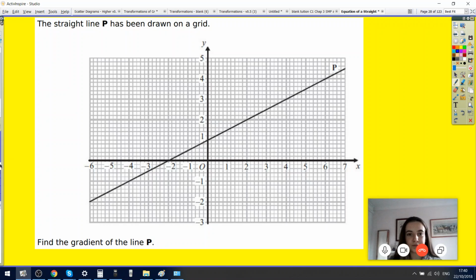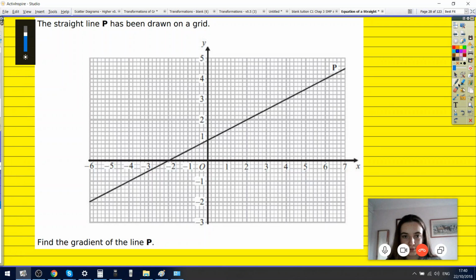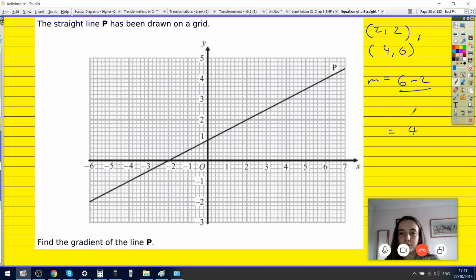How do you find gradient for this? So it's 2 and 2 is 1 point. Mm-hmm. And 4 and 6. Mm-hmm. So then 6 minus 2 is 4. Mm-hmm. And then 4 minus 2 is 2. Which is just 2. This coordinate is actually 6, 4. It's 4, 3. Oh. Okay. So that should be 6, 4.